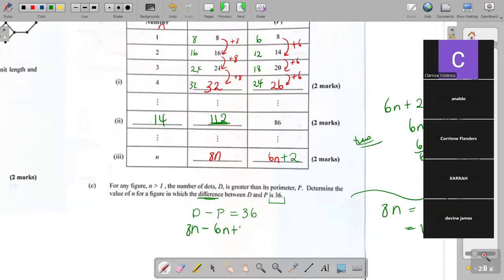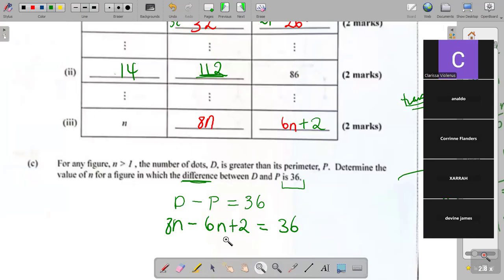6n plus 2 equal 36. So let's pause right here. How do you feel? You realize what we did there just now? Reading an expression. From here, everything is no longer algebra now. You realize that?